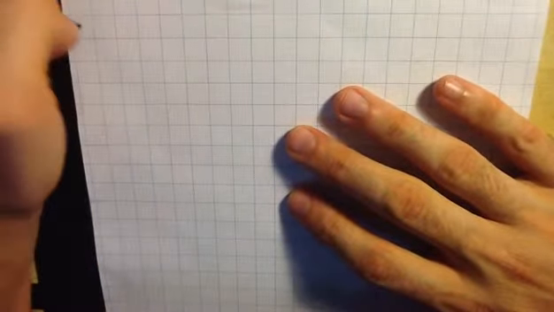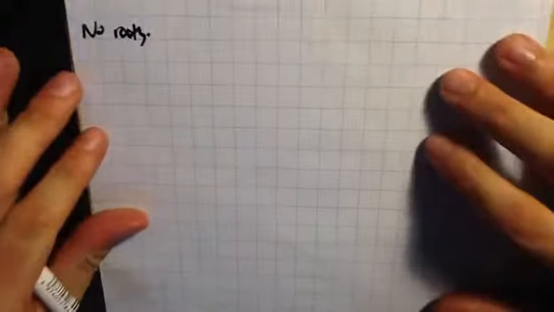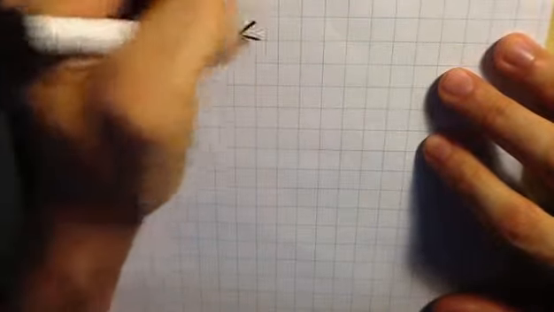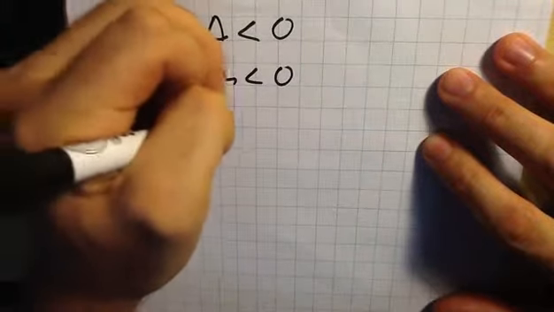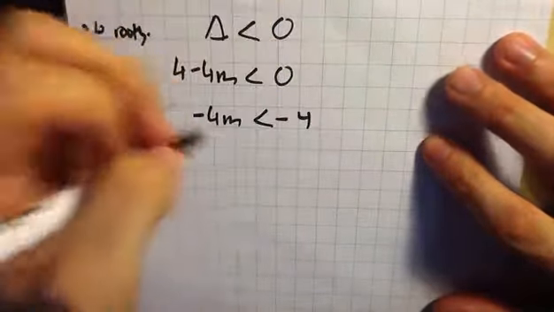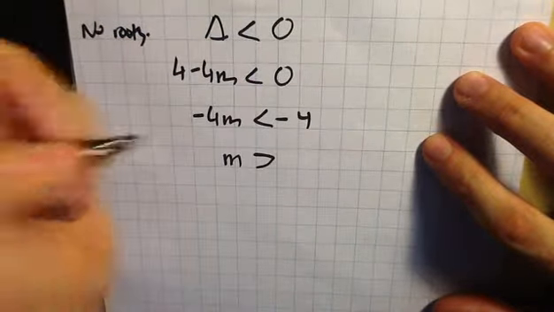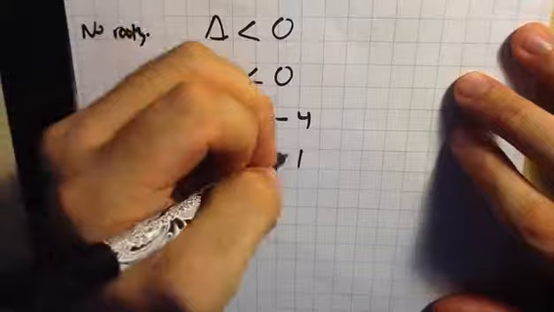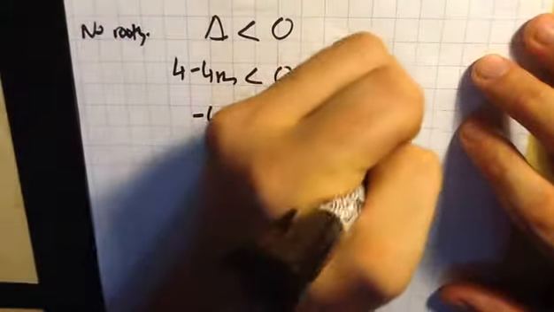Okay, so lastly, let's look at what values for m this would have no real roots. I know that when a quadratic has no real roots, its discriminant must be negative, less than 0. So therefore 4 take 4m must be less than 0. So therefore negative 4m is less than negative 4. Divide both sides by negative 4. That would leave me with m is greater than 1. I have to switch the inequality sign because I divided by negative 4. So when m is greater than 1, there are no real roots.